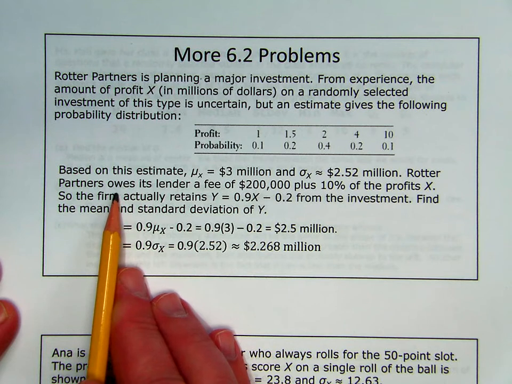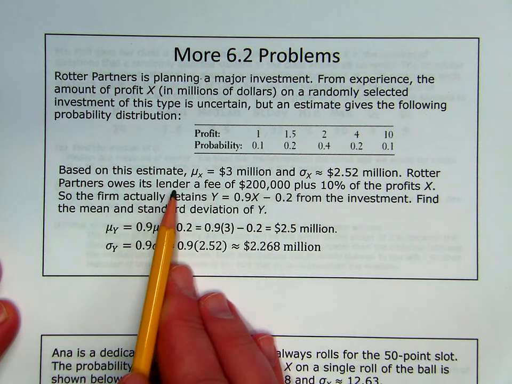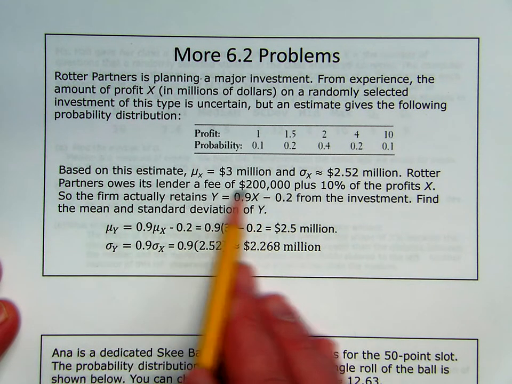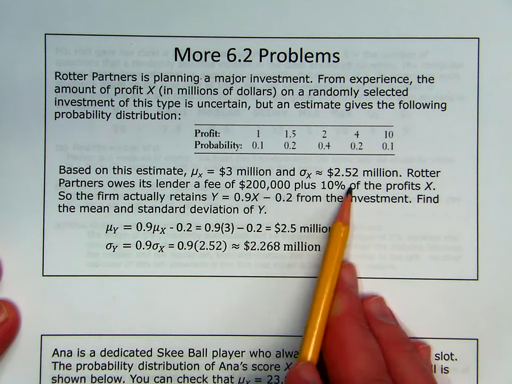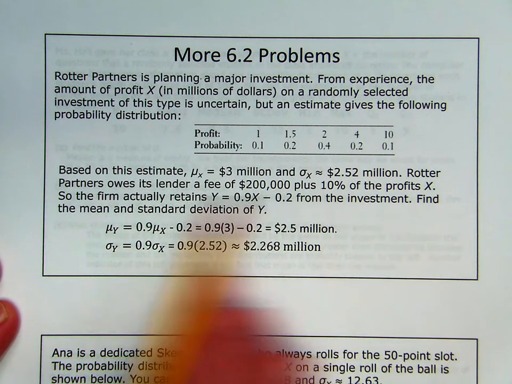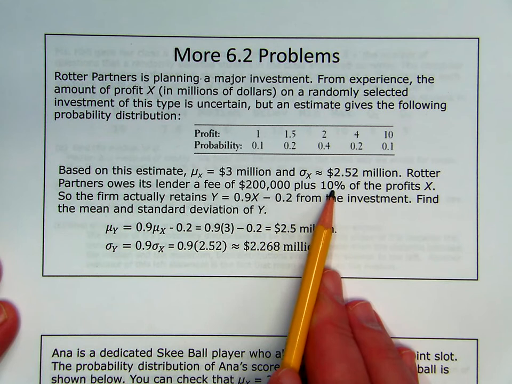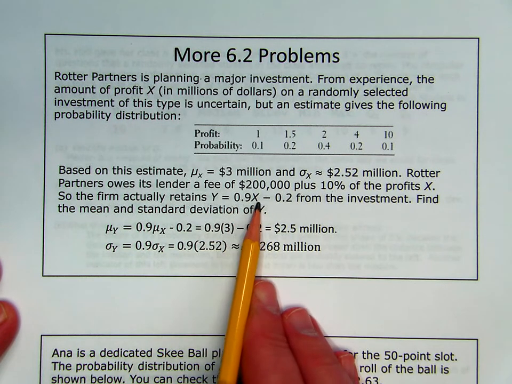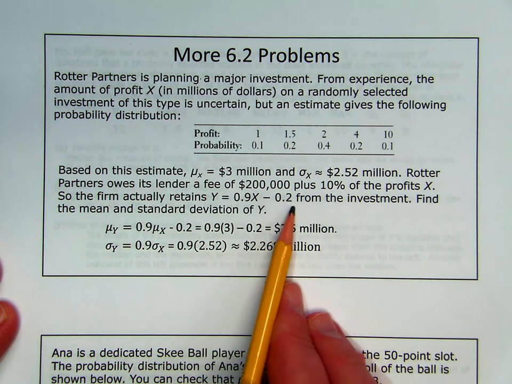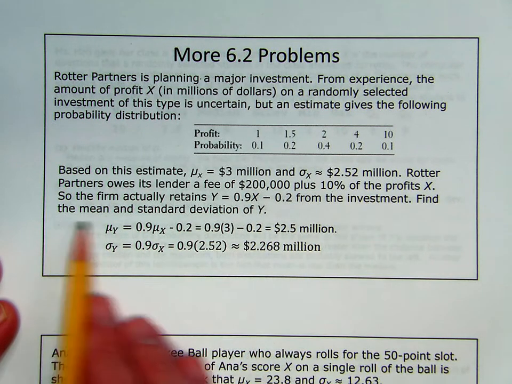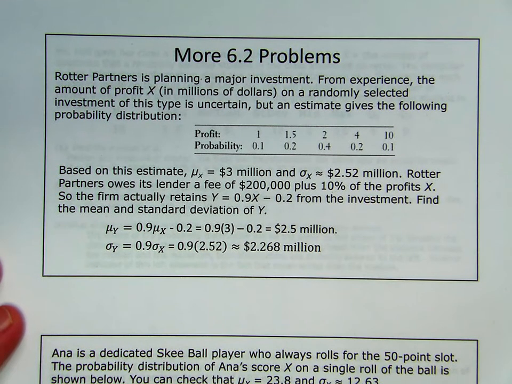Rotter Partners owes its lender a fee of $200,000 plus 10% of the profits of X. So the firm actually retains, if it has to give away or owes somebody else 10% of the profits, it means they're keeping 90% of the profit, and then they have that flat rate that they have to pay. So from the investment, find the mean and standard deviation of Y.